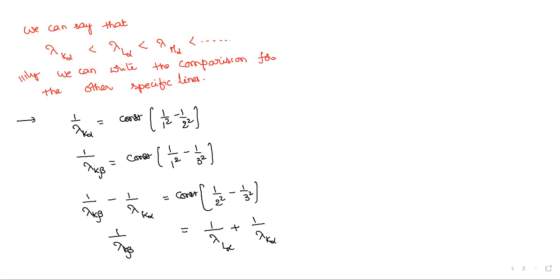This was the question previously given: how to interrelate the wavelengths of different series. This type of question was given in Excel, and you can find such type of question in all books also. Okay, this was given.